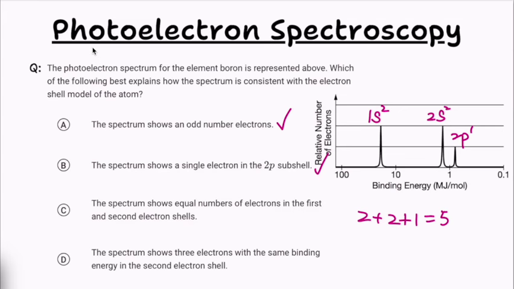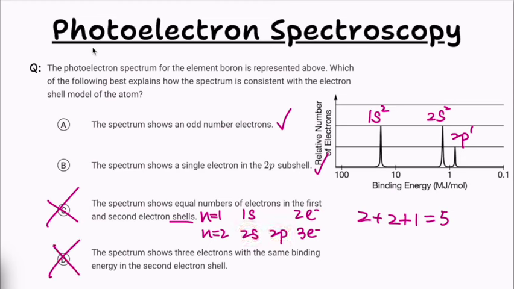C, the spectrum shows an equal number of electrons in the first and second electron shells. Remember, the electron shell refers to n equals 1 and n equals 2. So the 1s subshell is in the first electron shell, and 2s and 2p are in the second electron shell. So there are only 2 electrons in the first shell, but 3 electrons in the second shell. So C is not correct. D, the spectrum shows 3 electrons with the same binding energy in the second electron shell. In the second electron shell, 2s and 2p represent 2 separate binding energies. So D is not correct.